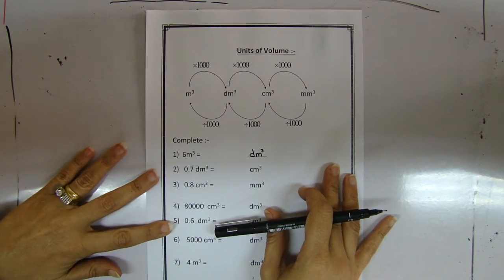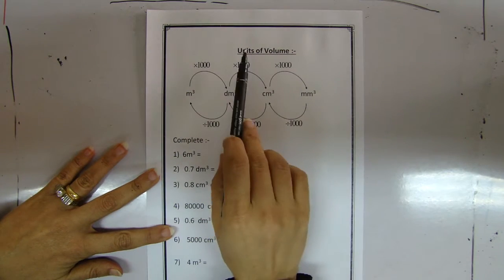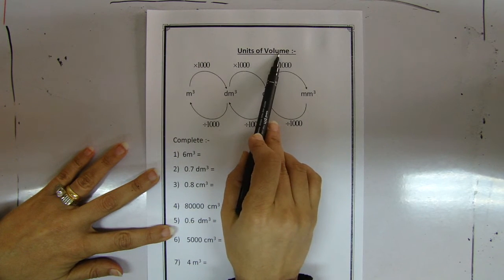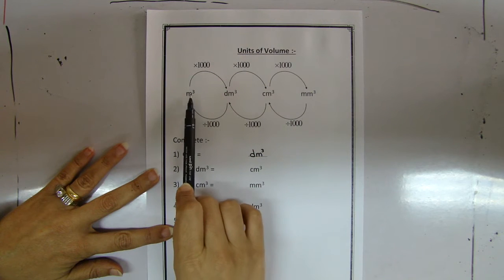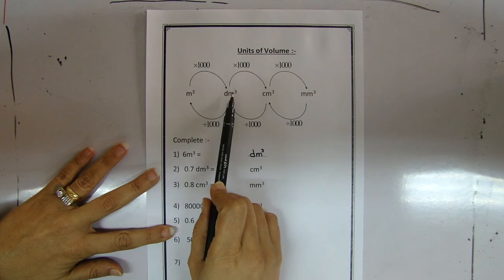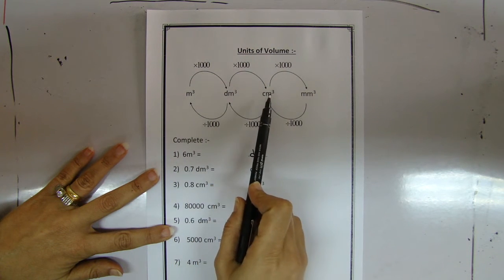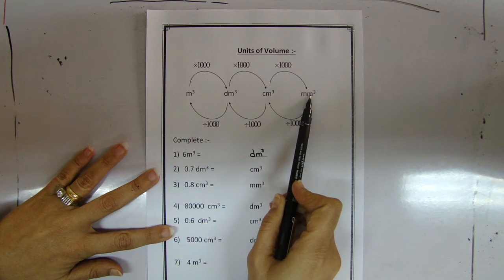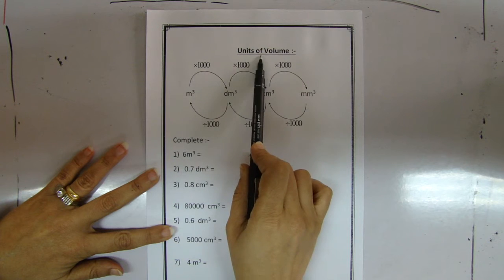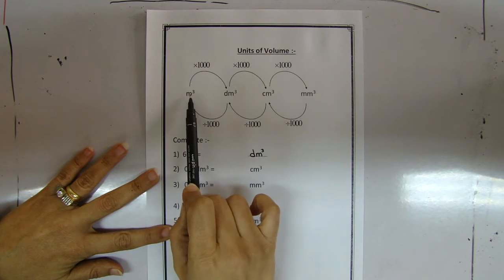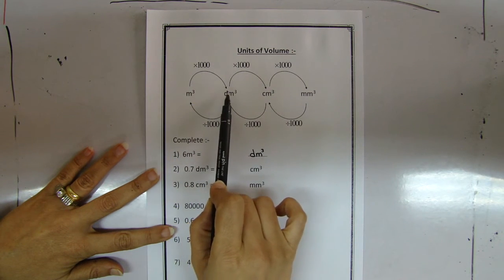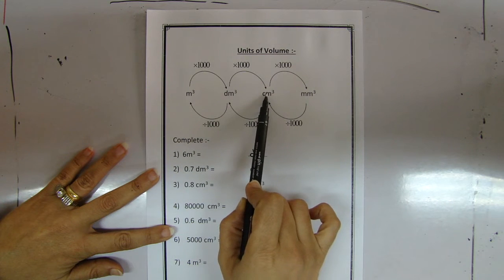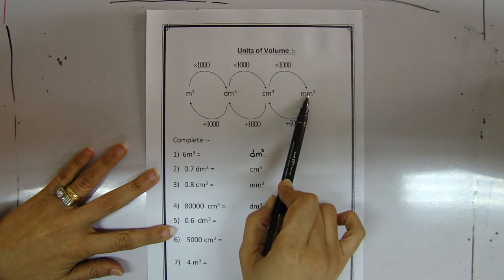Units of volume: cubic meter, cubic decimeter, cubic centimeter, cubic millimeter.